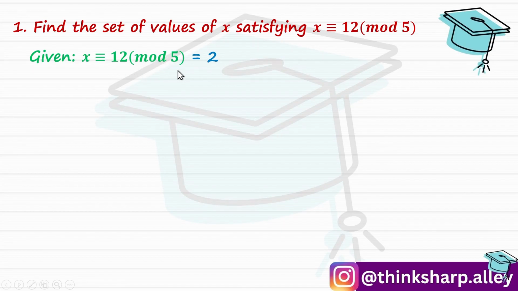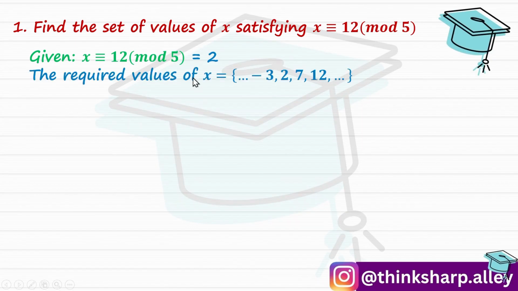Now remainder 12 modulo 5. So 12 leaves remainder 2 when divided by 5. So this question clearly means find those numbers which will leave remainder 2 when divided by 5. X are those values. So let us try to list a few values. If the first value is 2, you just have to do plus minus multiples of 5, right? So it is again an endless set of numbers.